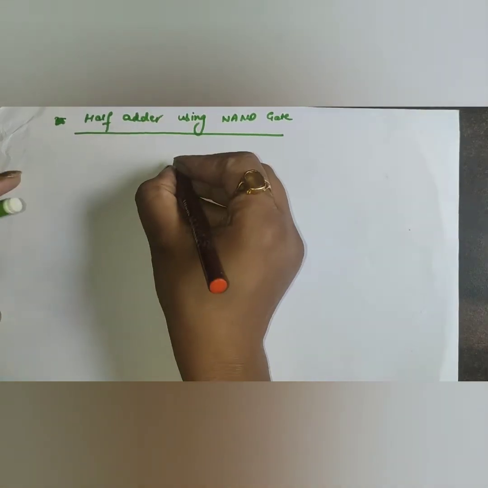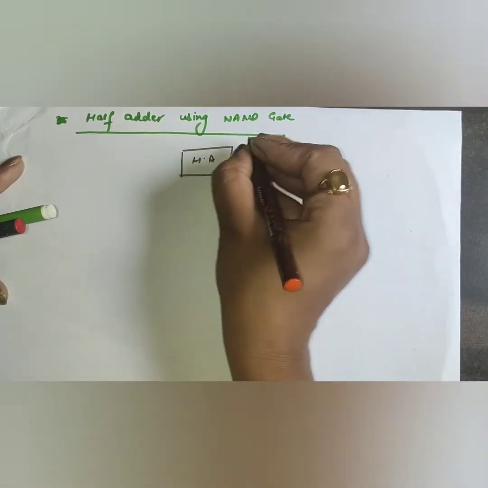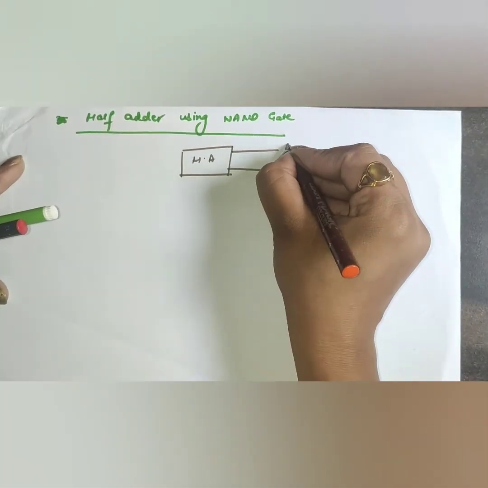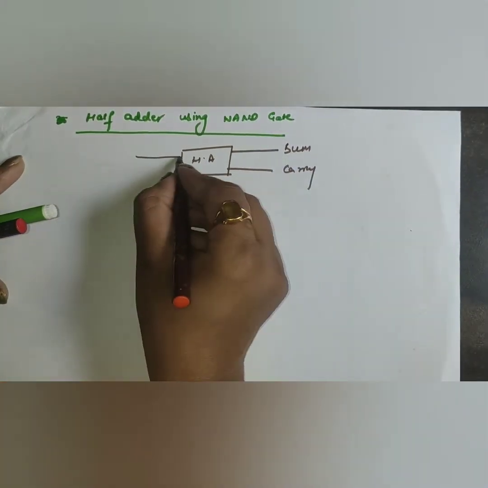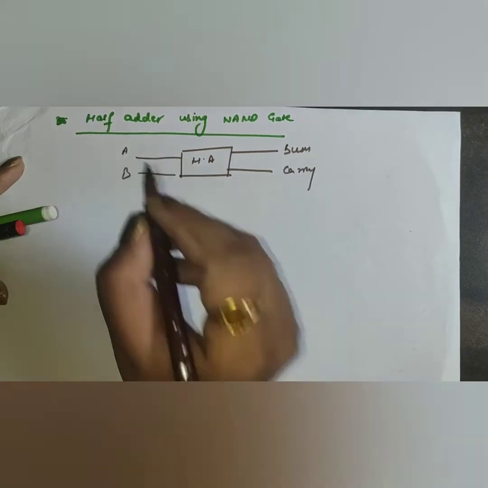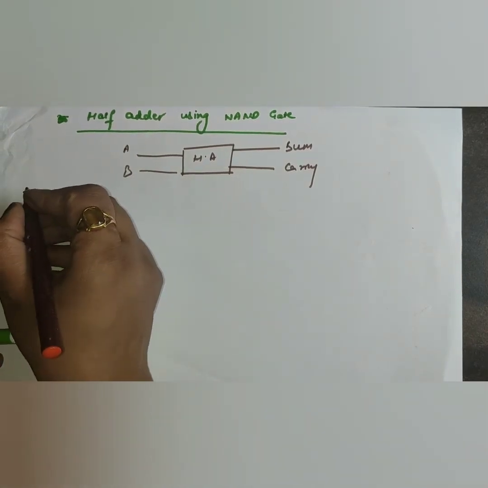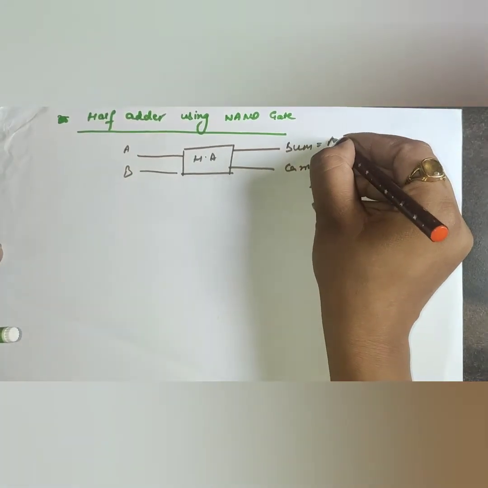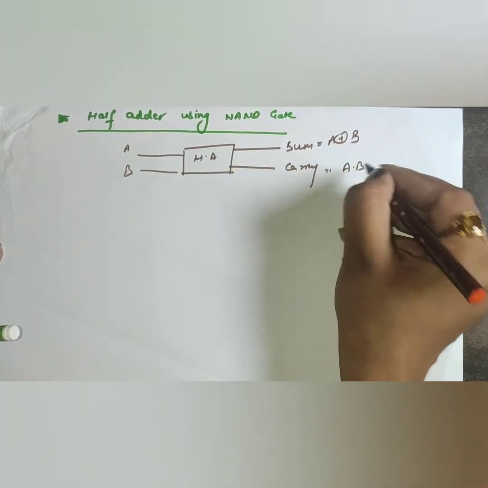So first we should write the equation of the half adder. Half adder has sum and carry, with inputs A and B. This is our equation for the half adder. Now we will make it using an XOR gate and an AND gate. So sum is A XOR B, and carry is A dot B.